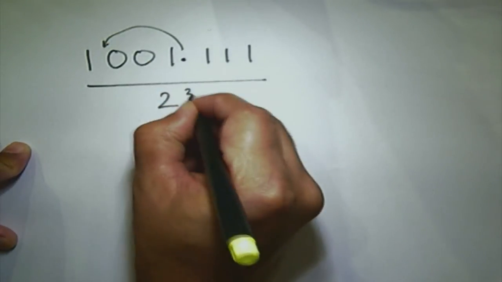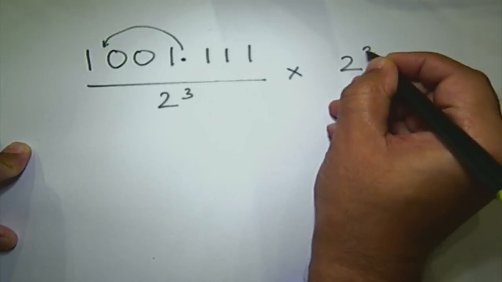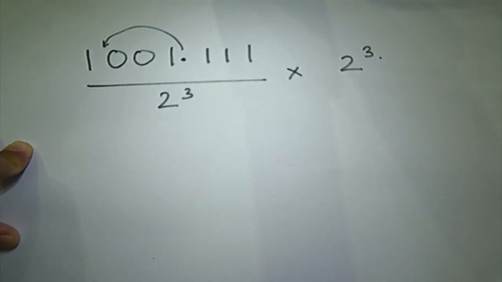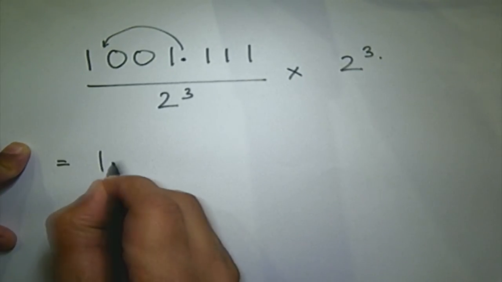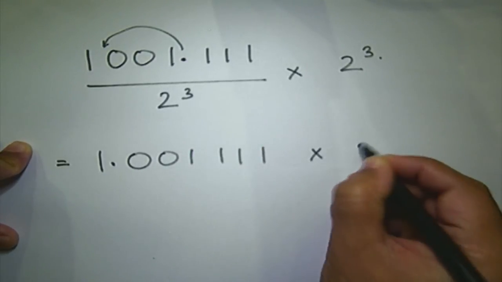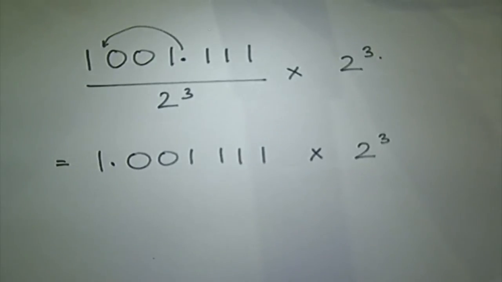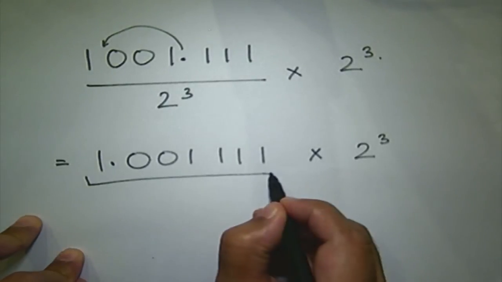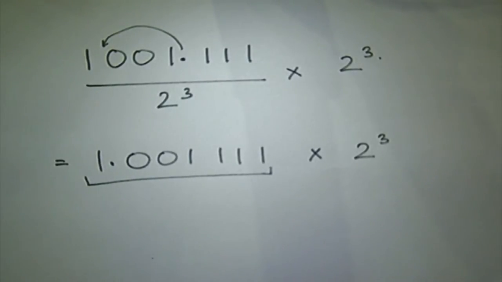1001.111, since I want to push this here, I have to divide this by 2 raised to 3 and I have to multiply it by 2 raised to 3, okay? So this is 1.001111 times 2 raised to 3. Clear? This is 9.875, okay? Now if you look at this mantissa, this is in a normalized form. To the left of the radix point, there is exactly 1 bit and that is 1, okay?